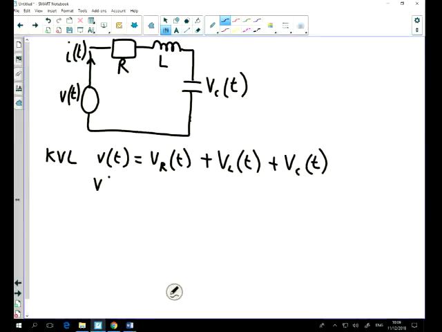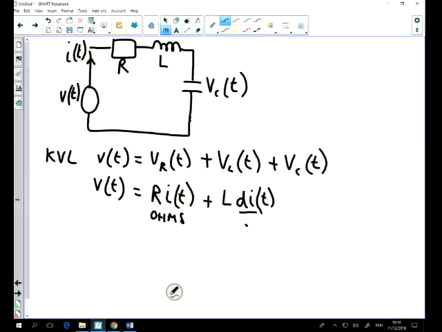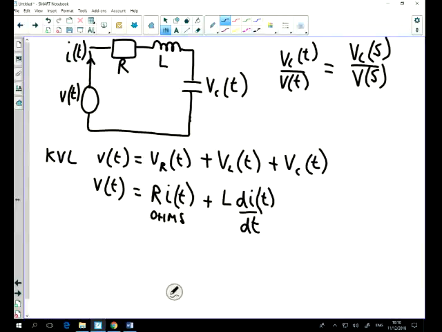So you've got that I times R, or R times I, because I want to put the brackets (t). Same thing. That's from Ohm's law. And then we've got Faraday's law for the inductor. And actually that last one we don't want to change, because what we're trying to do is get a transfer function VC(t) over V(t). Oh, I'm sorry, transform that to the S domain, VC(s) over V(s). So we can leave that last one as it is.